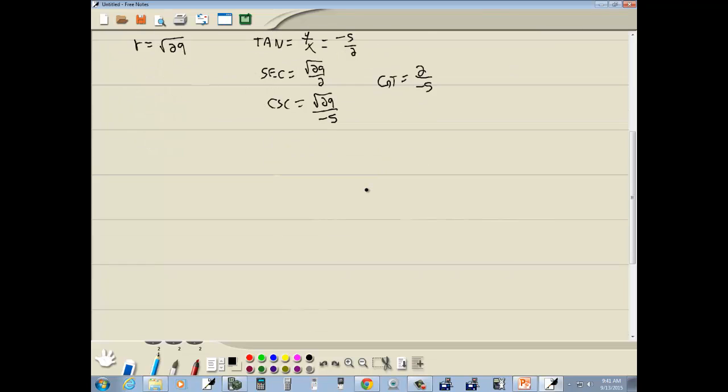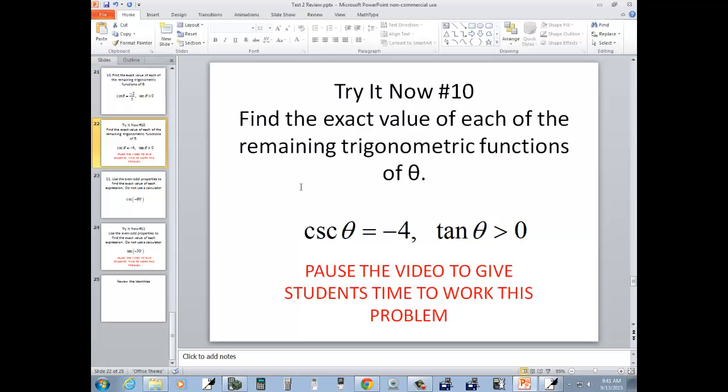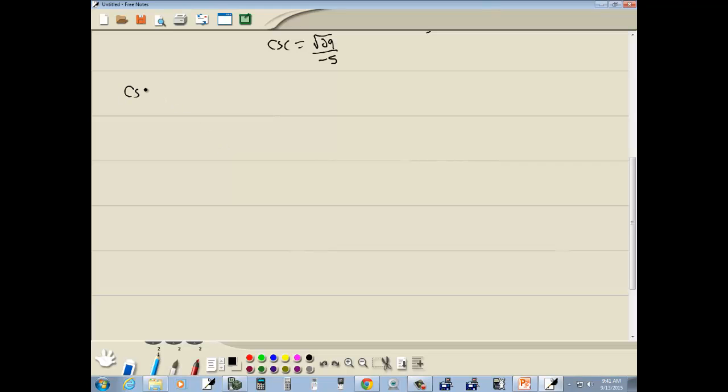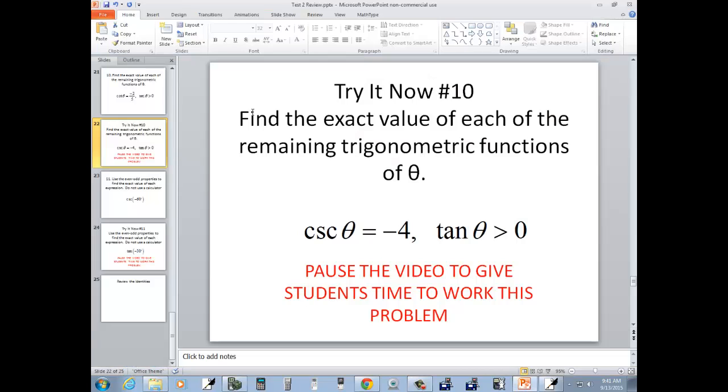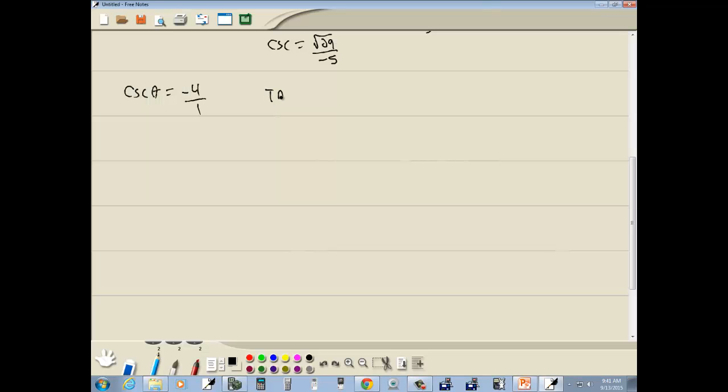Okay, let's take a look at this problem. We got cosecant is equal to negative 4. And I want to put that over 1 because we know it needs to be in fraction form. And tangent is greater than 0. Let's talk about quadrants first.